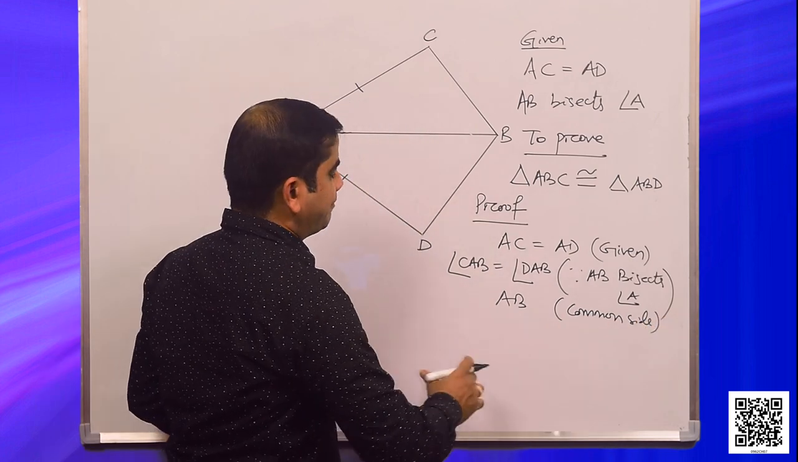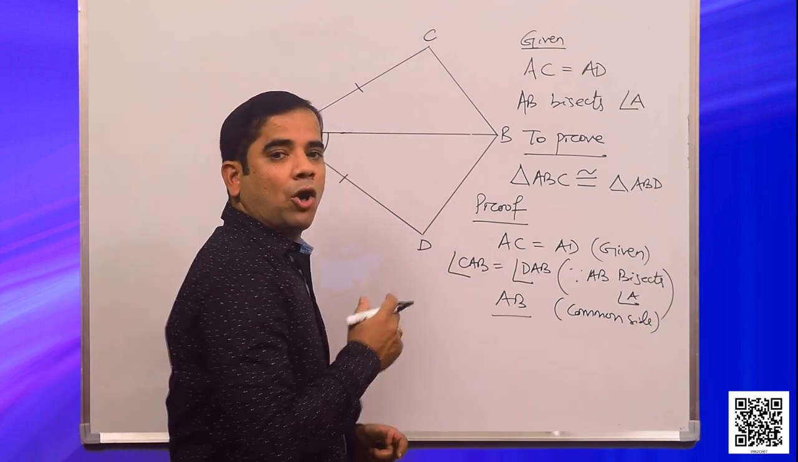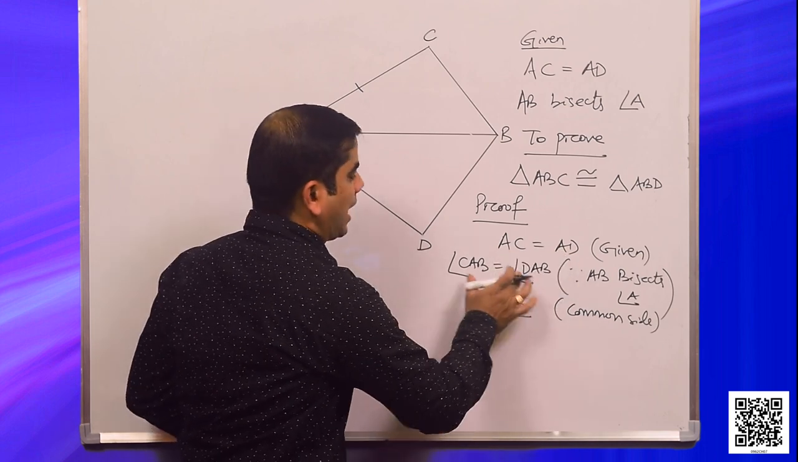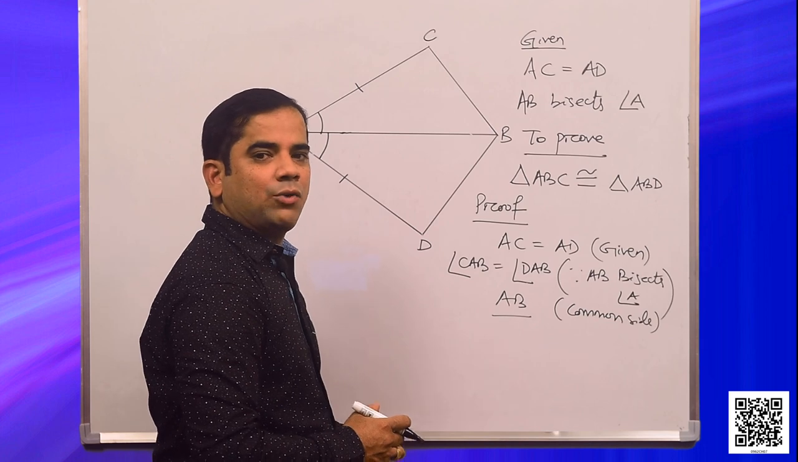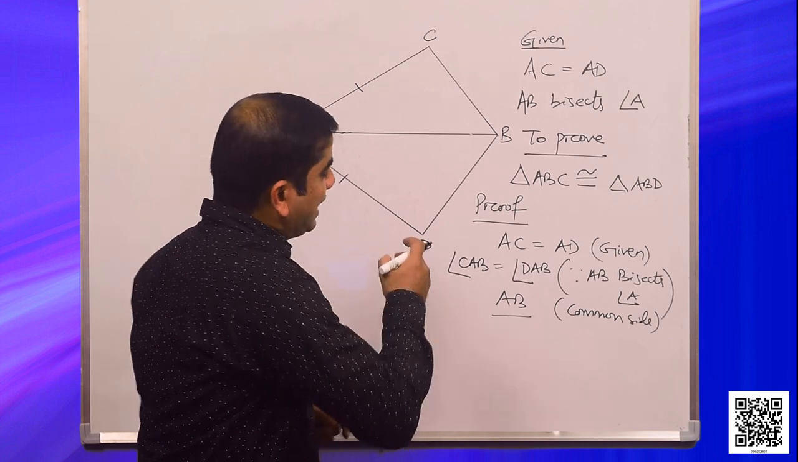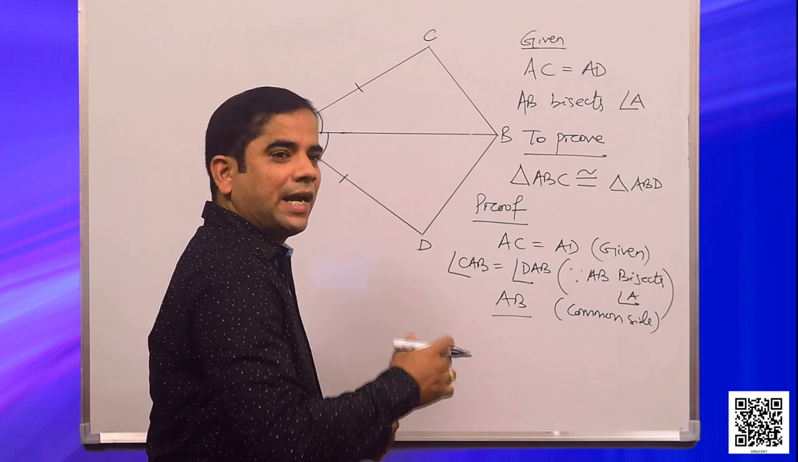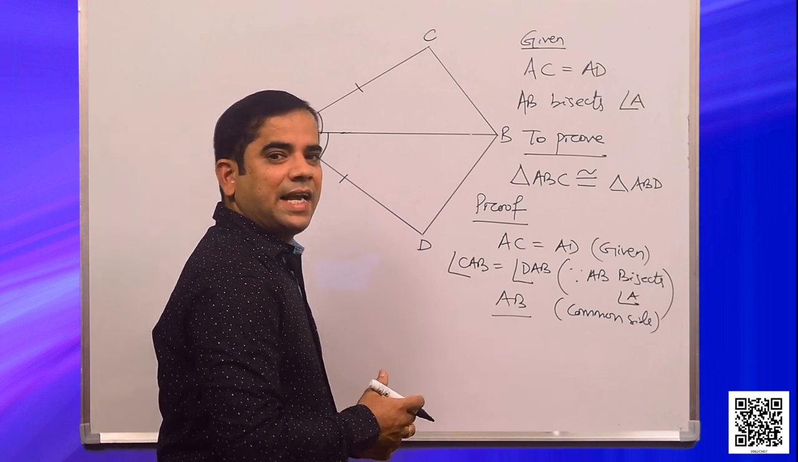That means we now have one common side, two sides which are equal to each other, and two angles which are equal to each other. So, if these angles are included angles, then we can go for the SAS congruency.